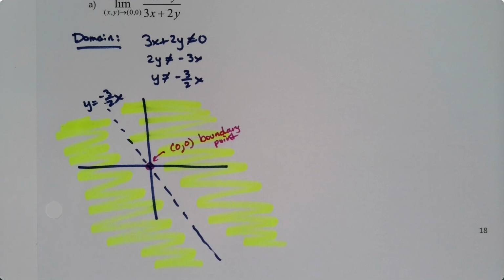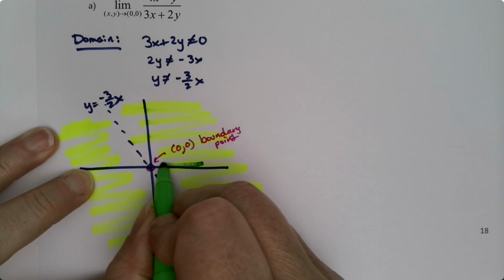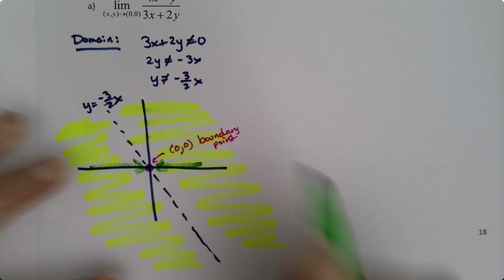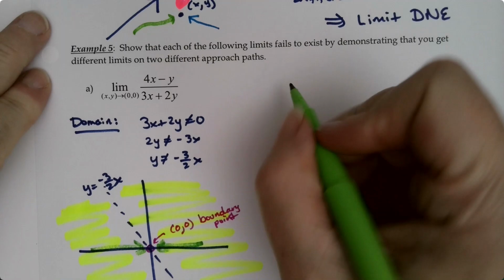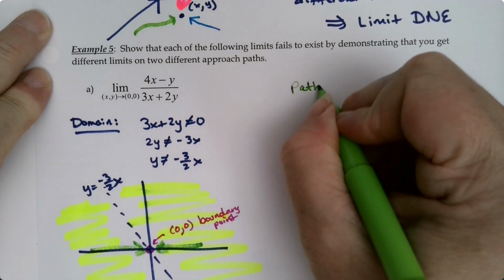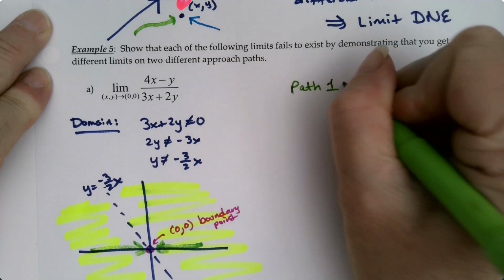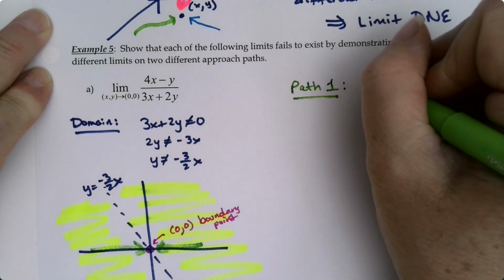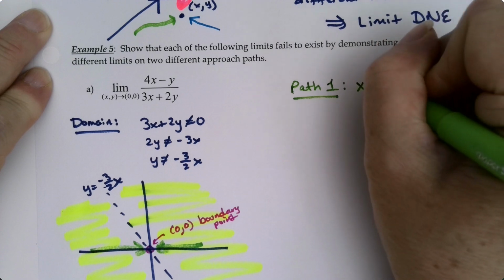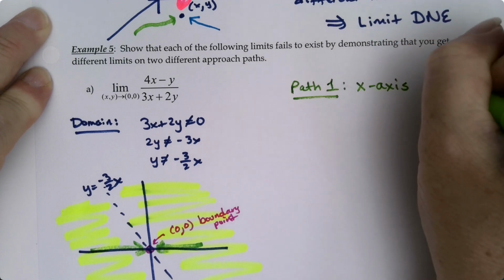Okay, the easiest paths to start with are the x and y axes, right? So if I approach from the x-axis like this, let's talk about that. So path 1, let's approach from the x-axis, which of course is y equals 0.